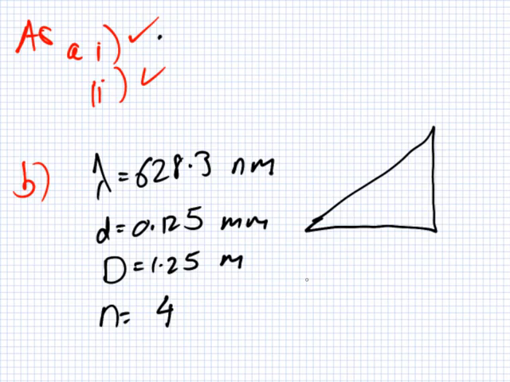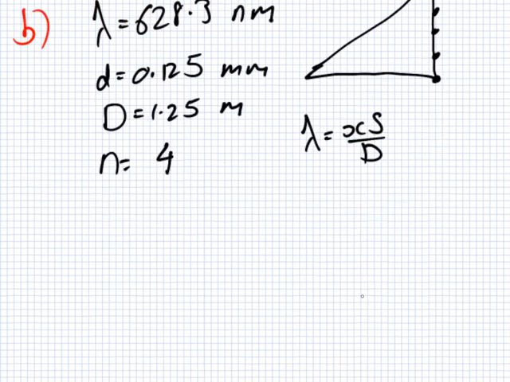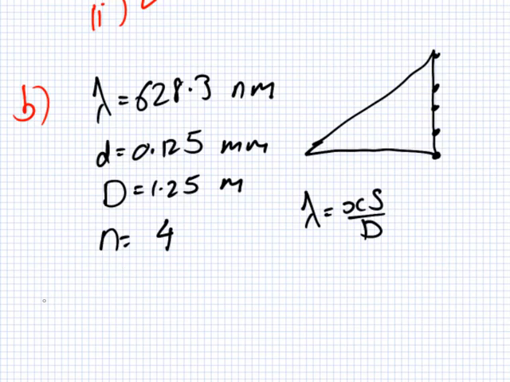So which formula will we use? You could use the formula for the spacing and then 0, 1, 2, 3, 4, and then multiply your answer by 4. It's one way to do it. Let's do it that way. So what's the formula? The formula is lambda equals xs over d. So that means the x is lambda d over s.